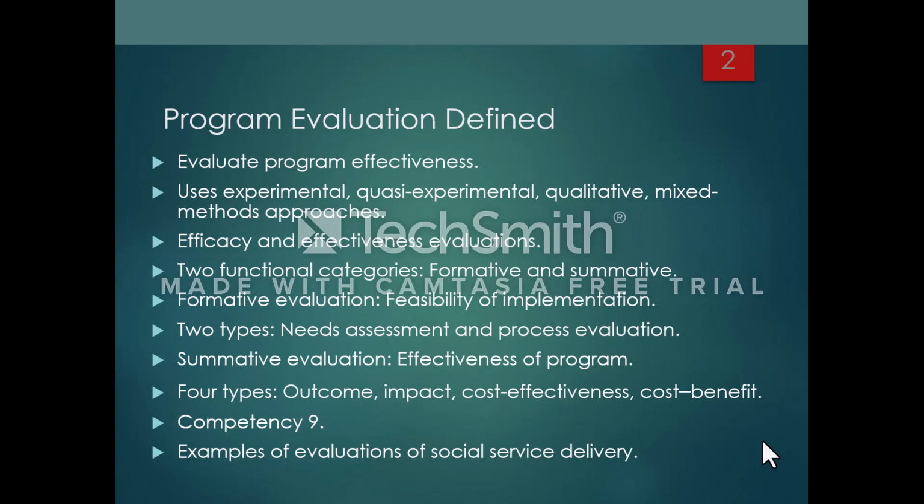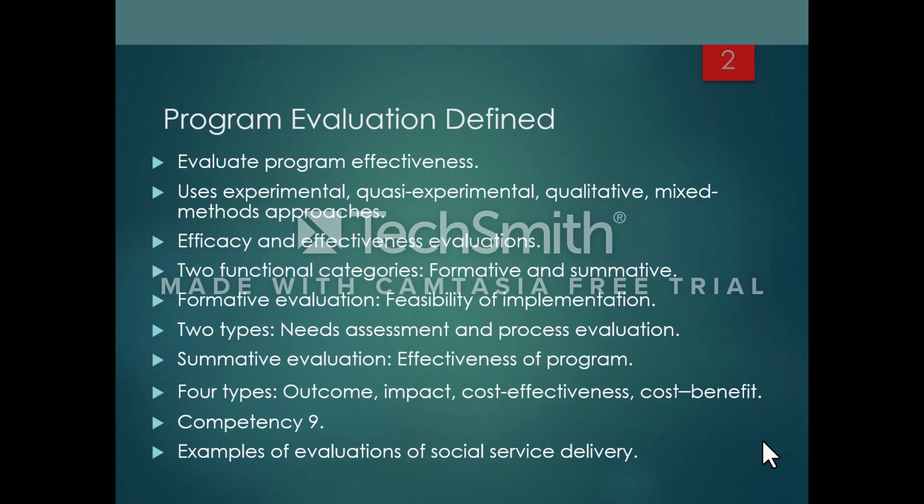With impact evaluation, this is used to determine if the program met your long term goals. Cost effectiveness evaluation compares two or more programs to determine the trade offs between the cost and the outcome of each program. Cost benefit evaluation determines if the cost outweighs the benefits. So those are the different types of summative evaluation.